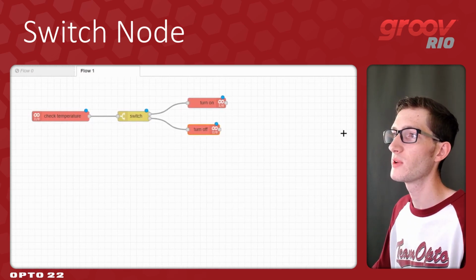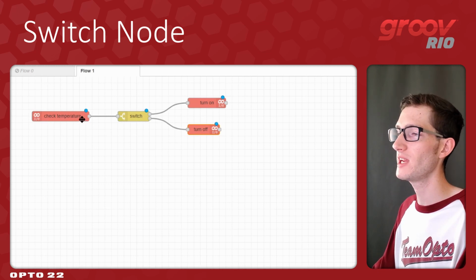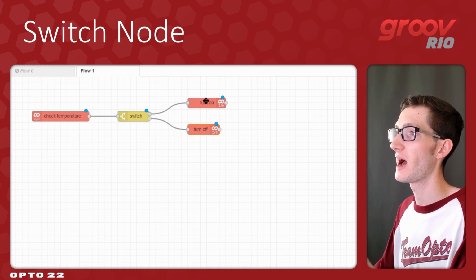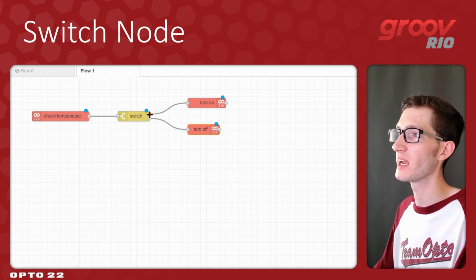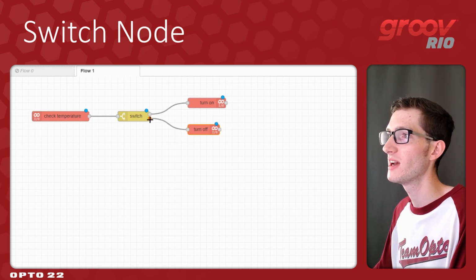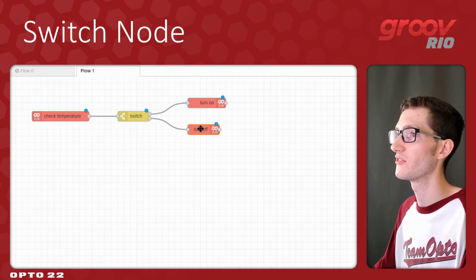So with that done, we can see we have a really simple flow here. It will check the temperature every half degree of change, and then the switch node will reroute the traffic upwards to turn this output on whenever we are greater than 85 degrees. I can confirm that by hovering over the output port here. And otherwise, we will go ahead and turn it off when it is less than or equal to 85 degrees.